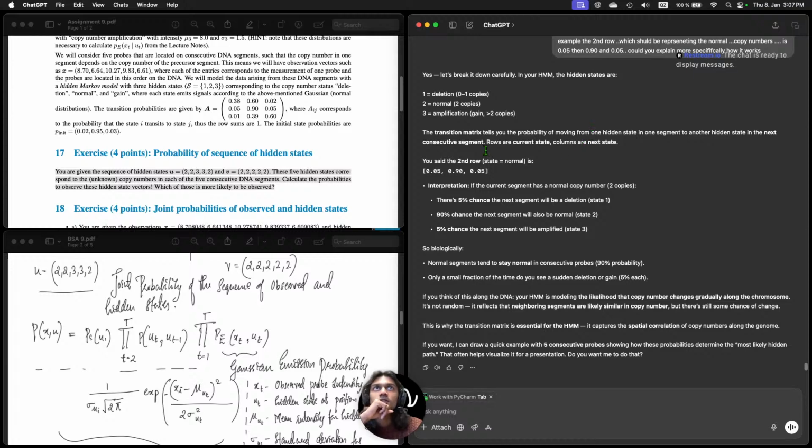The transition matrix tells you the probability of moving from one hidden state in one segment to another hidden state in the next consecutive segment. Rows are the current state, columns are the next state. If the current segment has a normal copy number, there's a 5% chance the next segment will be a deletion. There's a 90% chance it stays normal.